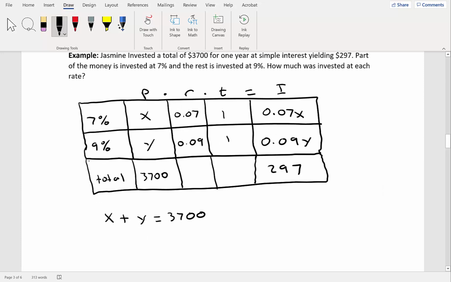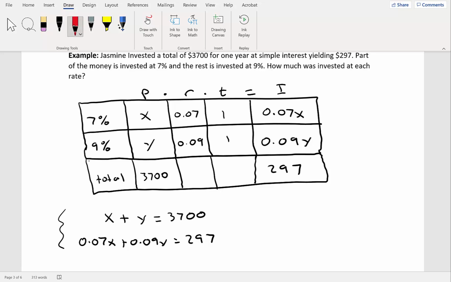And then our second equation has to do with the interest. The amount of interest collected from the 7% account plus the amount of interest collected from the 9% account has to be equal to the total interest that was gained, which is 297. So you have 0.07x plus 0.09y equals 297. And now we have our system of equations.